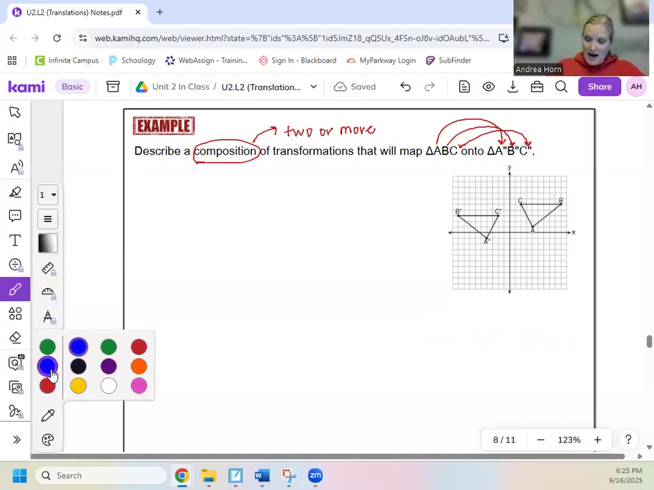Okay, so I want you to pause the video, and we've only worked with two transformations, okay? We've only worked with reflections and translations. So you can map these with just a reflection and a translation. So see if you can do that. Pause the video and try it.